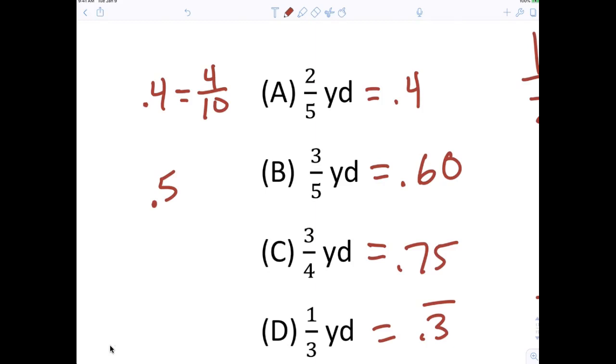No, I don't want to times it by 2. I'm trying to tell you something. 4/10 means what? 0.4, which is the same as 4/10. You agree? And 4/10 can be reduced to 2/5. Yes, ma'am.